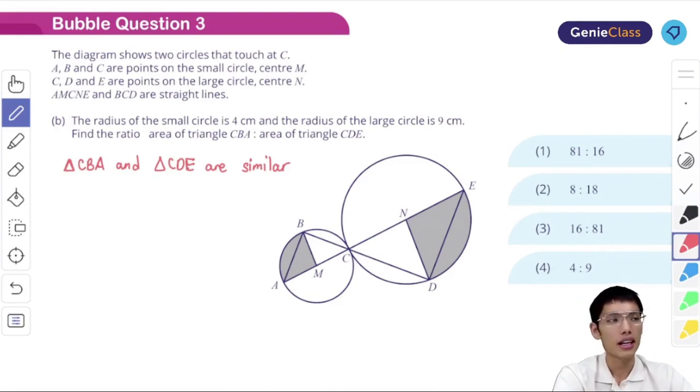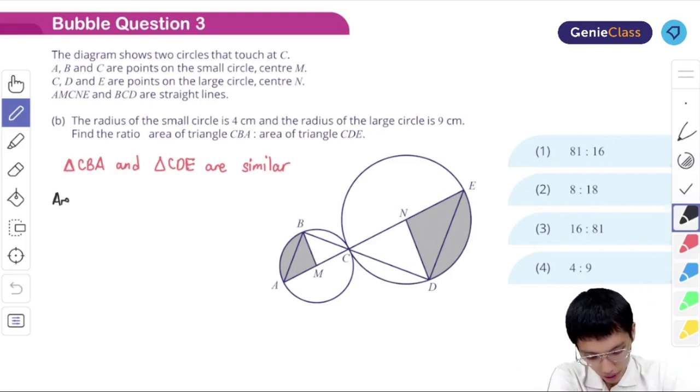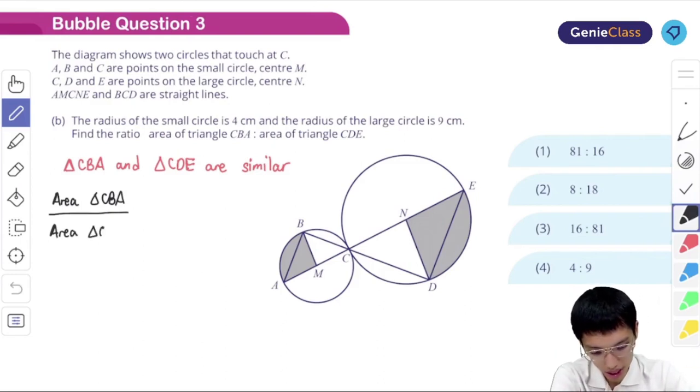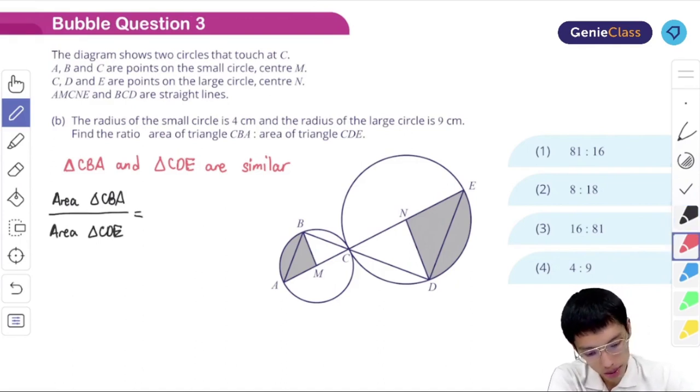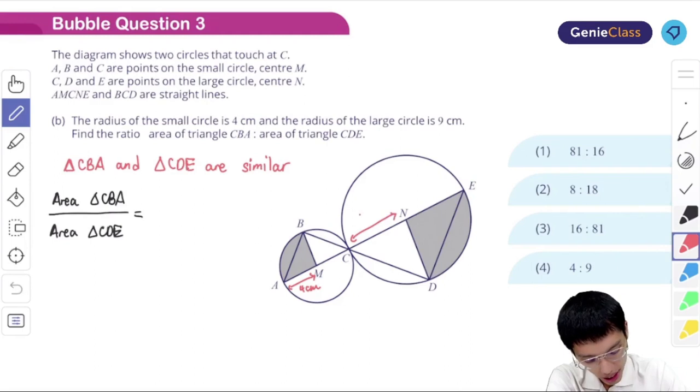I'll go through accordingly. Now, when you are given the ratio and afterwards you want to find the area, that's where you know the area formula should come into play. So how should I do it? Again, area of CBA over, in this case, we can find the fraction first. Fraction is the similar notion of ratio, just that the representation is different. Equals to area of CDE. Take note, in this case, the small circle, my radius is 4 cm. The large circle, my radius is 9 cm.